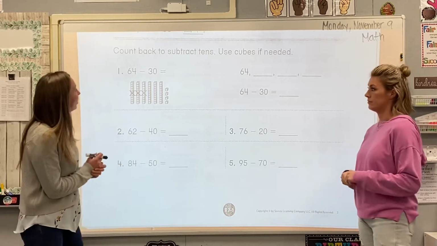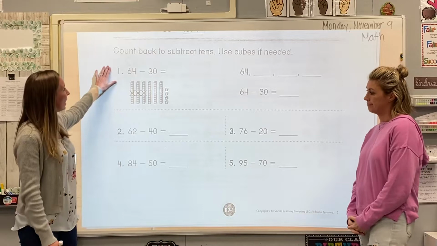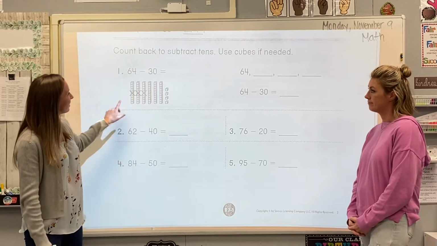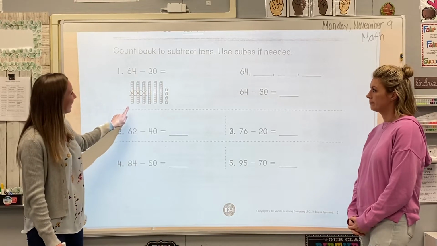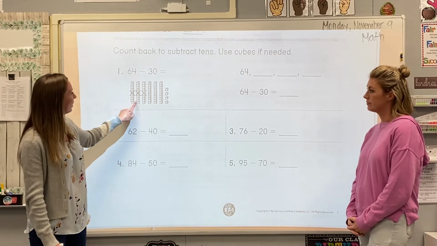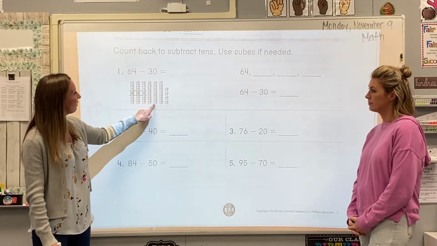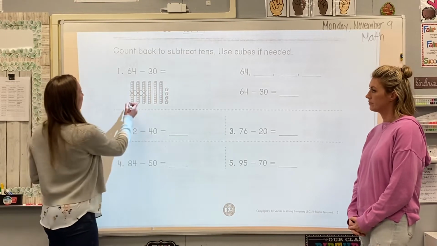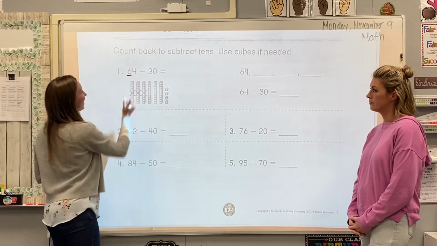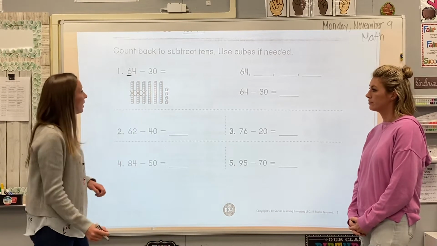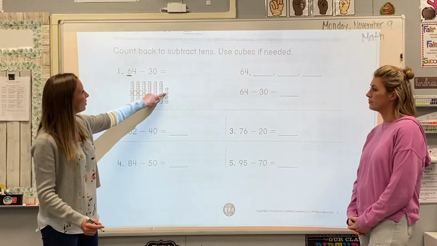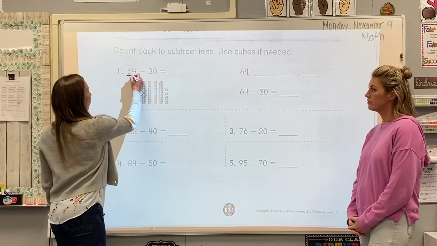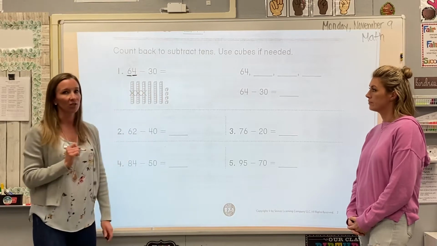So let's take a look at the very first problem. Number 1 says 64 minus 30. Now let's see what they did in the picture. They went ahead and they drew 1, 2, 3, 4, 5, 6 tens rods. Now those 6 tens rods are going to be coming from the 6 in the number 64. They also drew 1, 2, 3, 4 ones cubes, and of course that's from the 4 in the number 64.